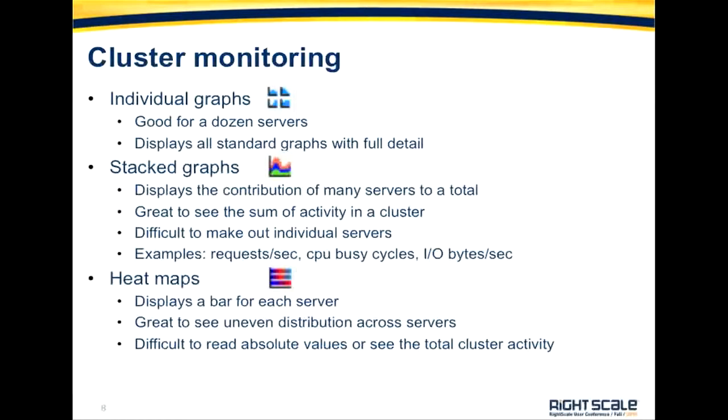Stack graphs allow you to see the contribution of many servers in a single small graph. It's good for aggregating performance. However, it's difficult to look at the individual servers, and for that reason, heat maps are another dimension for seeing the information in a proper way. Heat maps display a bar for each particular server. It's great to see uneven distributions, and also very good to quickly spot any anomalies or patterns.